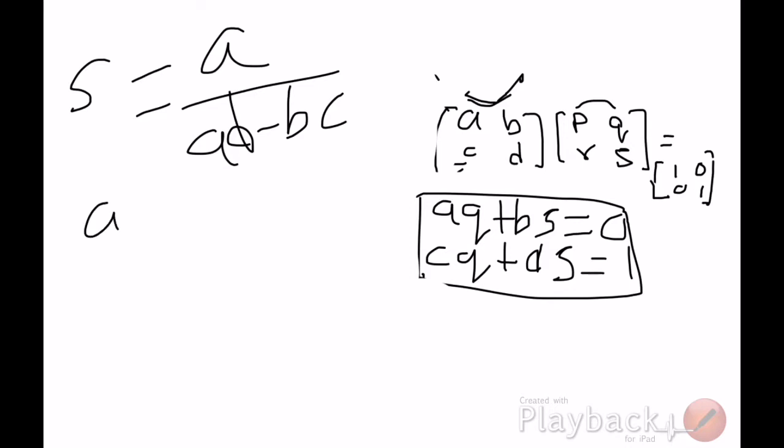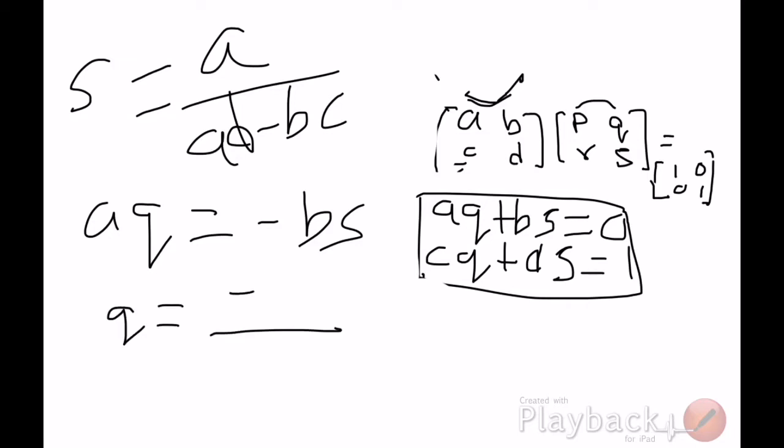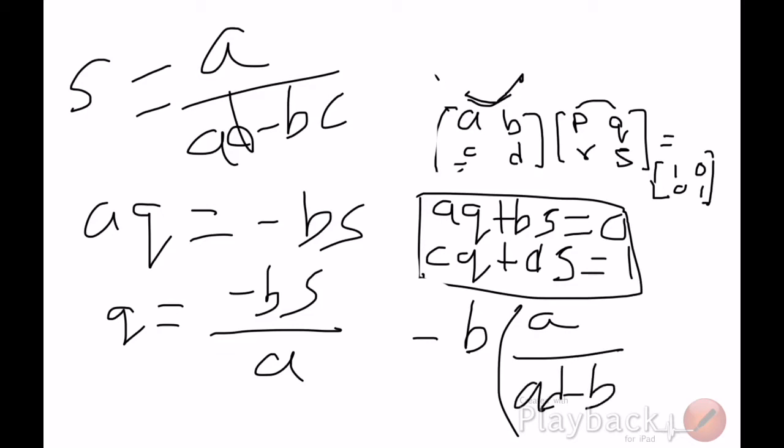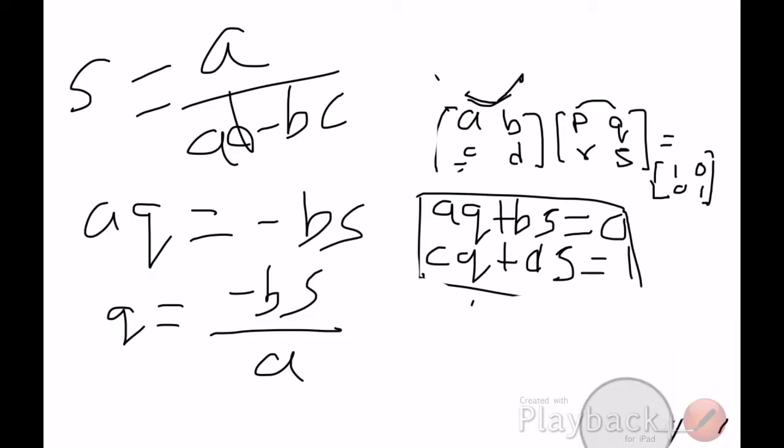And simply AQ equals negative BS. We need just to find Q, which equals negative BS over A. Negative B, which we just leave as it is, times S, as we just said, A over AD minus BC, all over A. See, we have A in the denominator. Never forget that. So we're left with this.